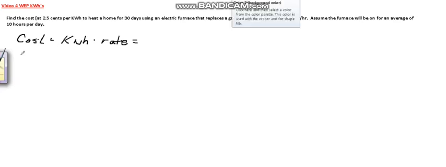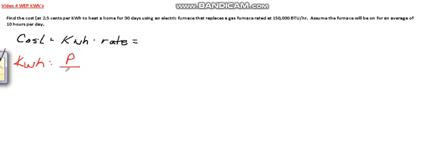So the first thing you want to do is ask, what is it asking us? It's asking us to find the cost. So what is the formula for cost? The formula for cost is kilowatt hours times the rate. Do we know our kilowatt hours? No. Do we know our rate? Yes, 2.5 cents per kilowatt hour. So we need to find kilowatt hours. What is our formula for kilowatt hours? Kilowatt hours is equal to my power in watts divided by 1,000 times my hours.